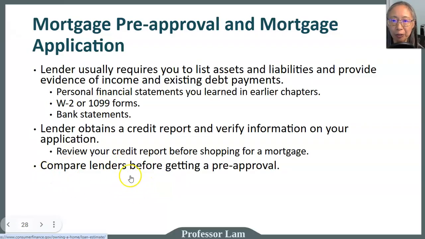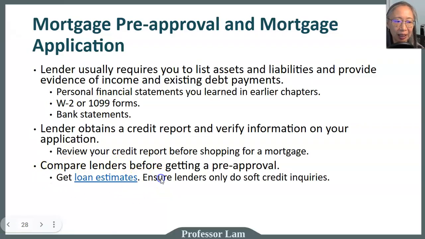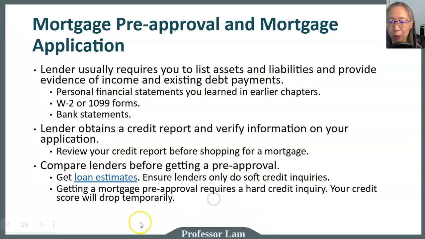You should compare lenders before getting a pre-approval. When you get a loan estimate, not a pre-approval, make sure that they only do soft credit inquiries. When you either check a box online or sign an agreement to get the pre-approval, double check that it is only soft credit inquiries, because a hard inquiry can reduce your credit score. If you get a formal pre-approval, they will do a hard credit inquiry and your credit score will drop temporarily. After a few months, it will return to normal.